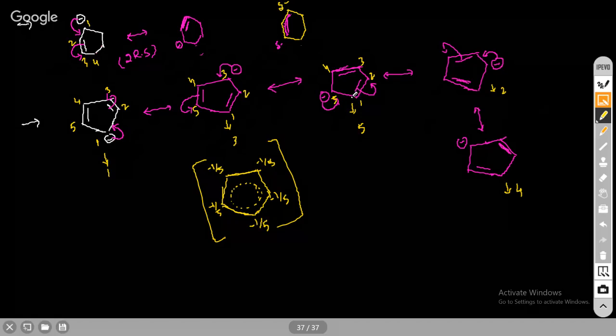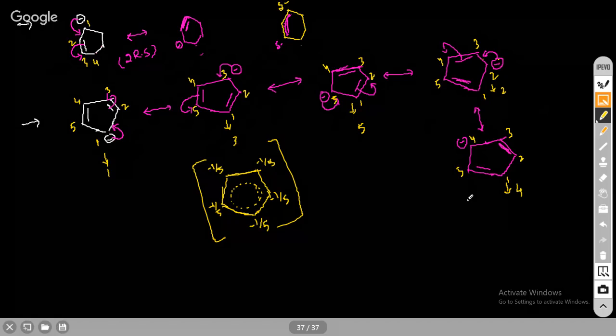When you get this structure, again you see conjugation is possible. Negative charge, sigma and pi. So this will come here, this will go here. You'll get this, again 1, 2, 3, 4 and 5. Again you see negative charge, sigma and pi conjugation we have. This will come over here, this will go here, you'll get this. Again you see 1, 2, 3, 4 and 5.